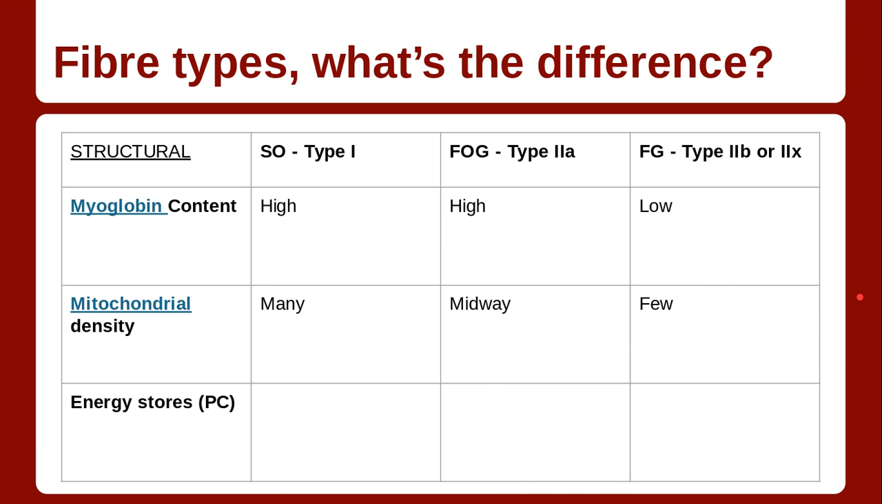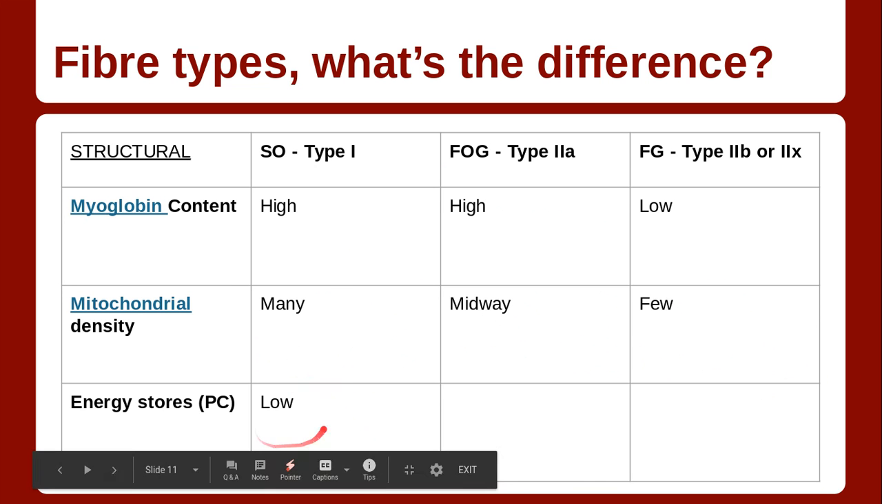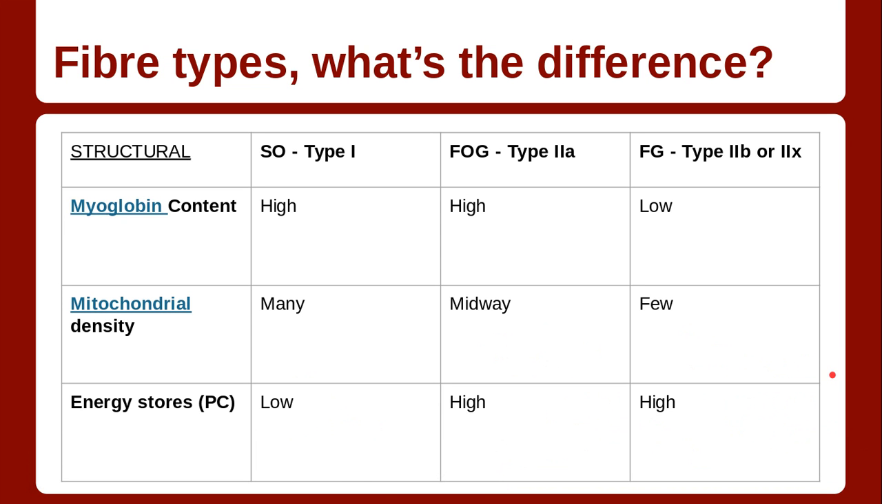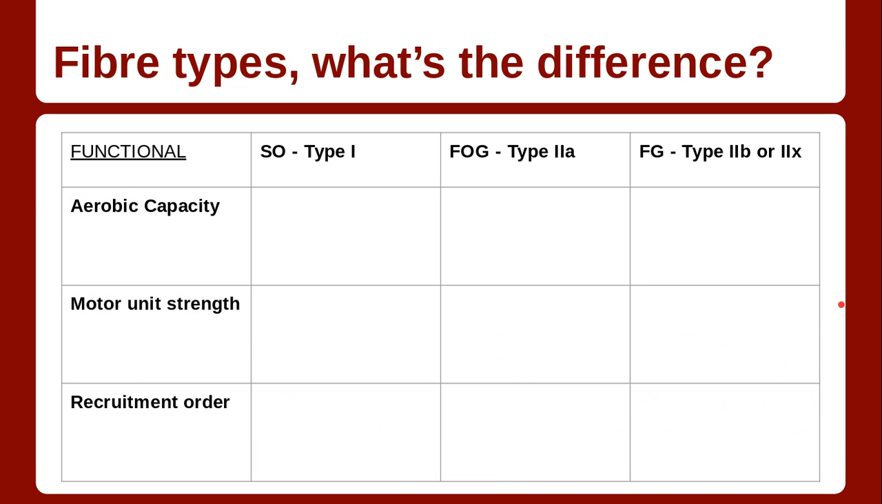So, energy stores, again, our type 1 have very few energy stores. They're using longer burning fuels for that activity, so it's not stored in those muscle fibers. Whereas our fast twitch fibers, our 2A and our 2X, have got high energy stores for those high intensity power activities that they are performing.